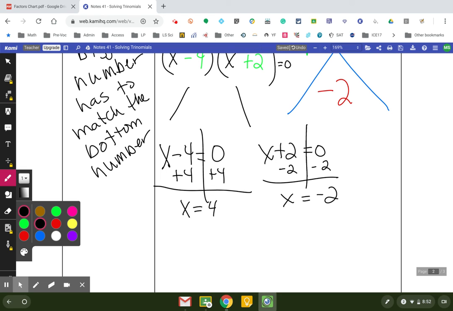So those are my two answers, and I take them and I separate them with a comma, and then I'm done. So go ahead and do assignment 41, and then you'll have a quiz at the end of the week, and let me know if you have any questions.